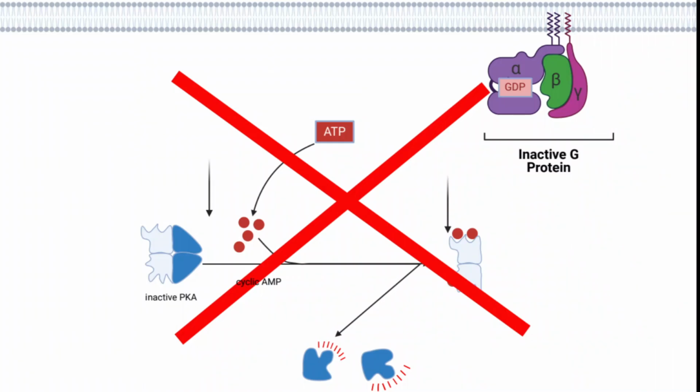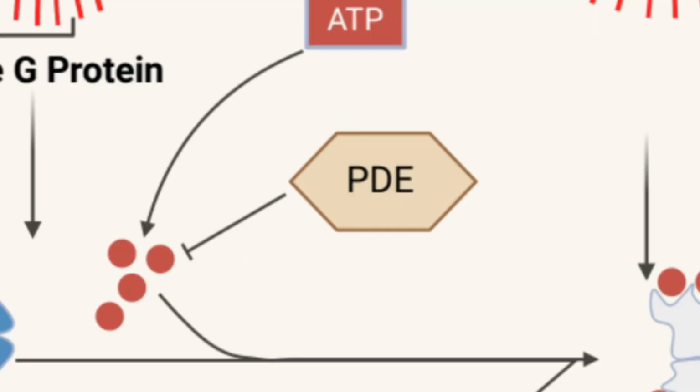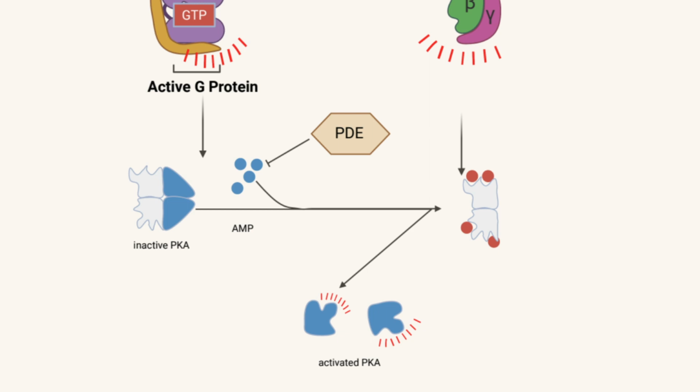Wait, how does the response terminate if there's a lot of cAMP floating around in the cell? Oh, cells are quite remarkable, you see. Active PKA has a mechanism to shut itself off. PKA also activates an enzyme called phosphodiesterase, or PDE, that rapidly degrades cAMP into AMP.